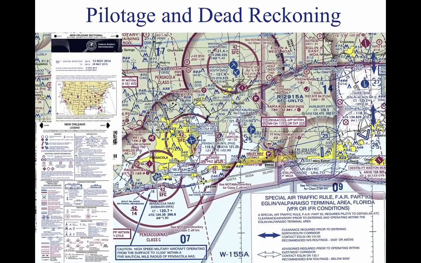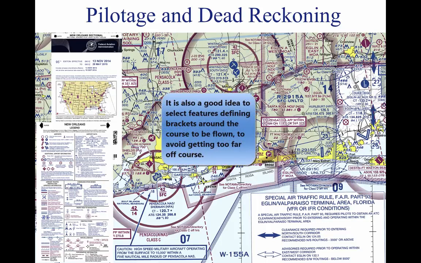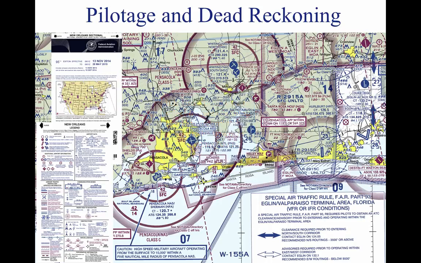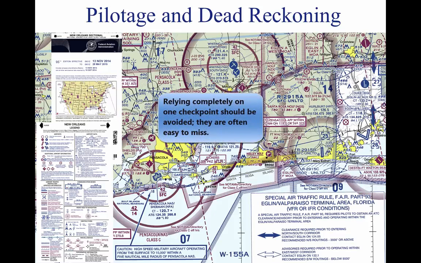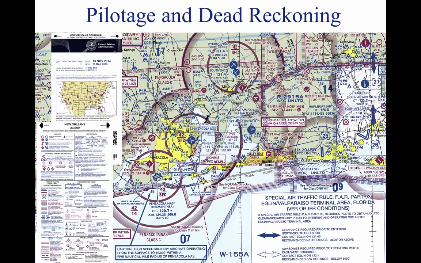If possible, select features that make useful boundaries or brackets on each side of the course, such as highways, rivers, railroads, and mountains. A pilot can keep from drifting too far off course by referring to and not crossing the selected brackets. Never place complete reliance on any single checkpoint. Choose ample checkpoints. If one is missed, look for the next one while maintaining the heading.